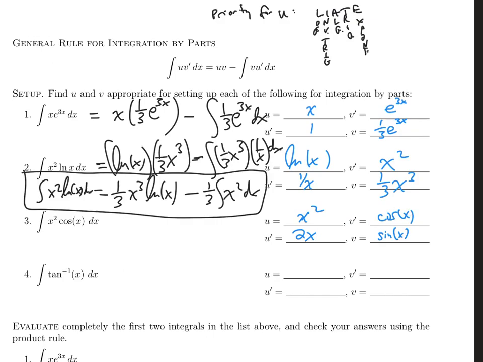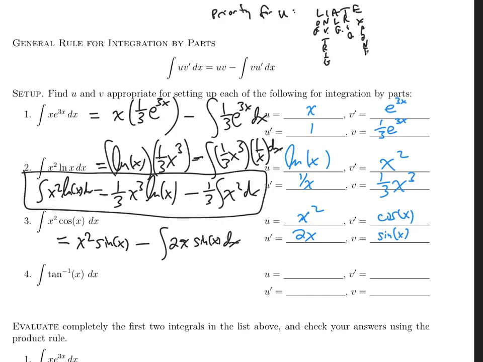So now my new integral will be, we'll have this product across here. So I'll have this integral is u times v, so x squared sine of x, minus the integral of u prime times v, so this row. So that's my integration by parts step.